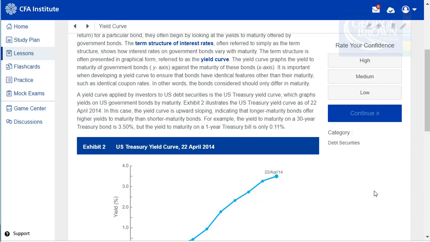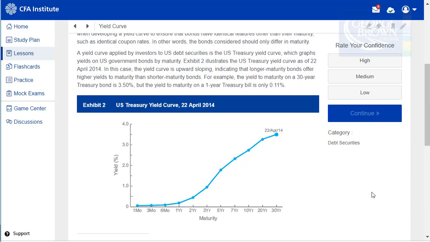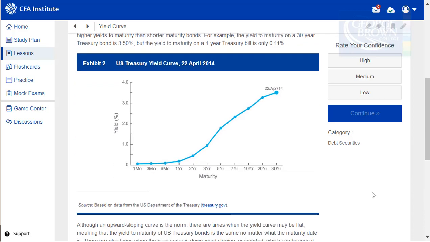The y-axis is the yield and the x-axis is time. Okay, and the reason why I started with this, you can see it's based on data from the U.S. Department of Treasury, treasury.gov, and you can see back here on the 30-year bond, it's somewhere between 3 and 4%.